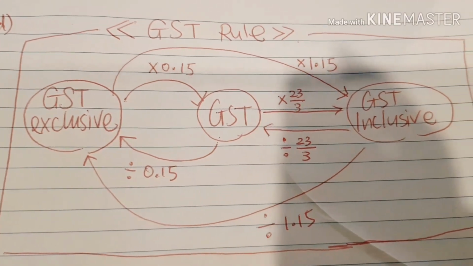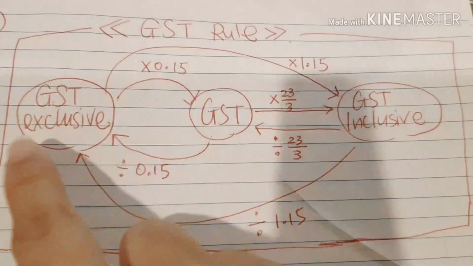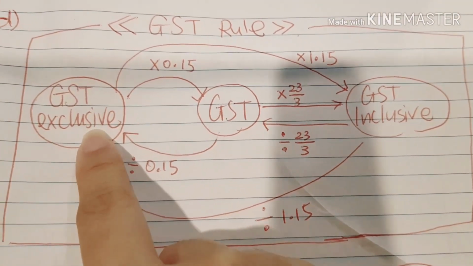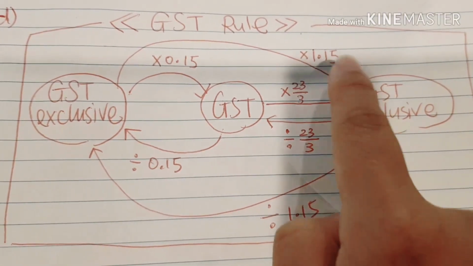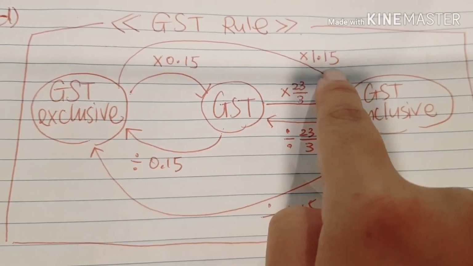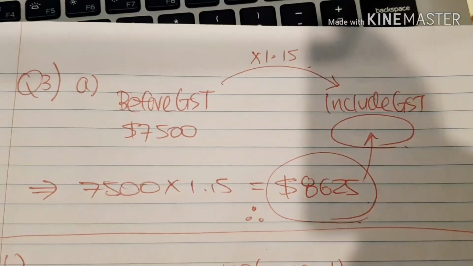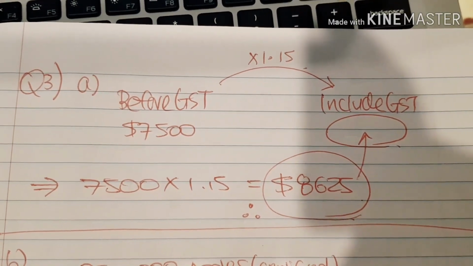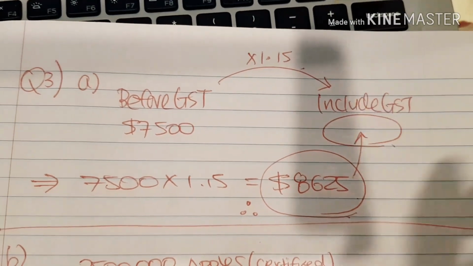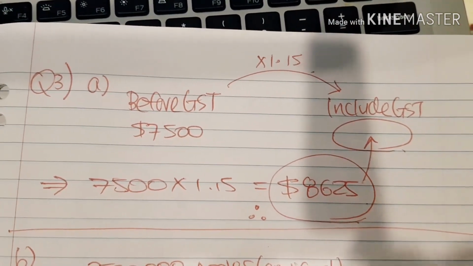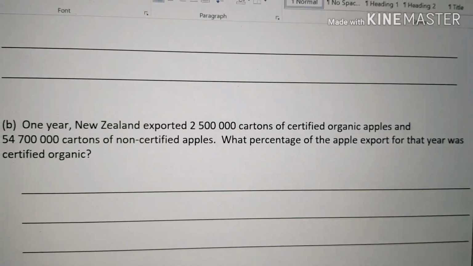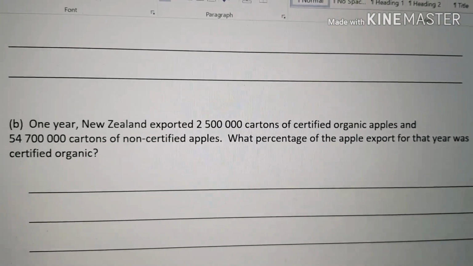Okay, let's have a look at the table again. We're here at the moment, 7,500. We're trying to go over there, including GST, so I have to multiply by 1.15 from this one. Okay, there you go. So your final answer will be $8,625.